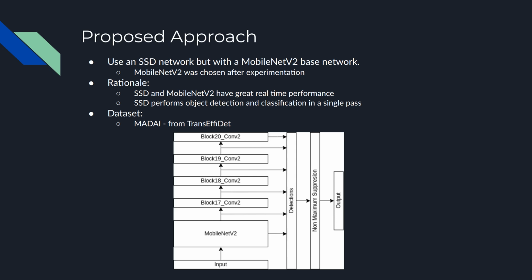The dataset used here was MADI from Trans-FDET, and here you can see the network architecture. This is the main architecture here, and then at various points we tap into it and feed it to a CNN, and then non-maximum suppression to get the classes, class confidence, and the bounding boxes.